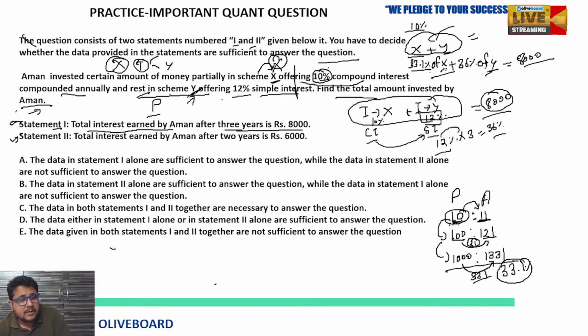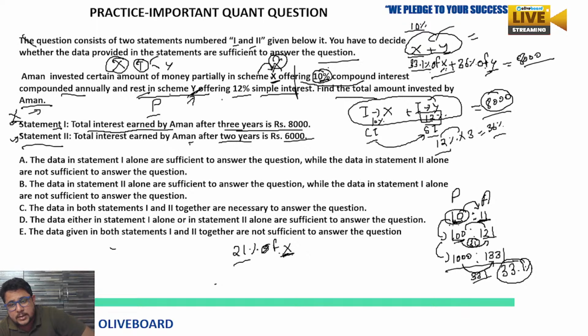Now, statement 1 alone is not sufficient. Statement 2: total interest earned by Aman after 2 years. So after 2 years, if we calculate, we will get another equation. In 2 years, compound interest will be what? If the rate of interest is 10% in scheme X, that is going to be 21% of the invested amount in scheme X. That is X, which we have assumed. So 21% of X. You can see here for 2 years, 100 is the principal, 121 is the amount, so the difference is your interest, that is 21, and with respect to 100, 21 is 21%.